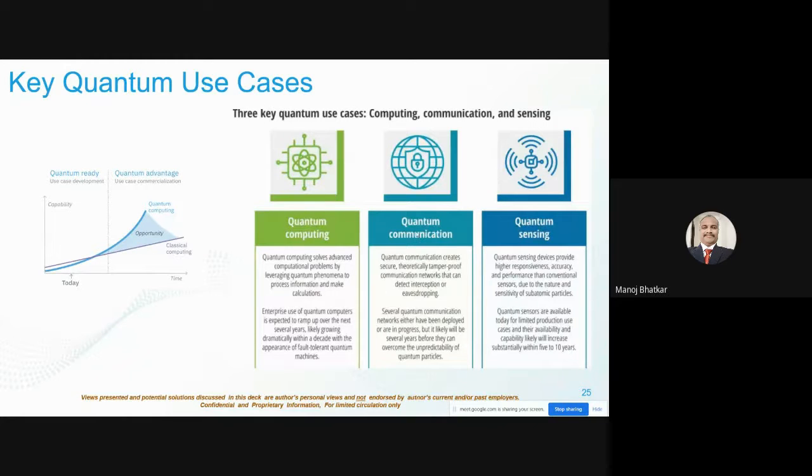Quantum communication has a lot of research going on. How can we use entanglement and superdense coding for communication? And obviously we are discussing today quantum computing and algorithms.